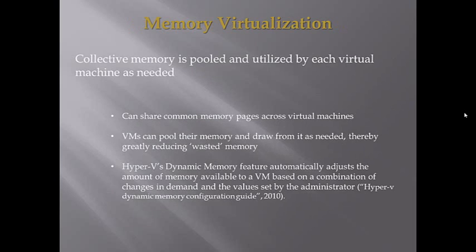In memory virtualization, collective memory is pooled and utilized by each virtual machine as needed and only drawn from when necessary. Thus, memory resources are less likely to go underutilized. Hyper-V's dynamic memory feature automatically adjusts the amount of memory available to a virtual machine based on a combination of changes in demand and settings established by the administrator in advance.